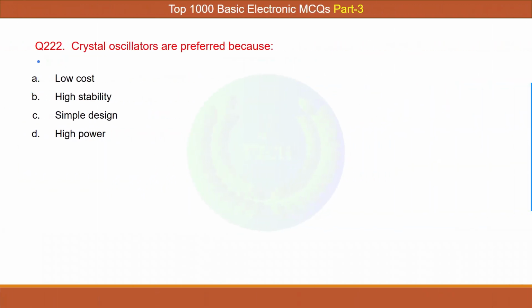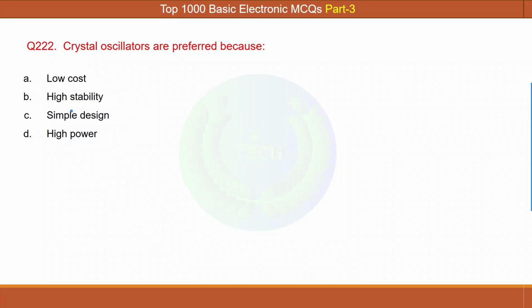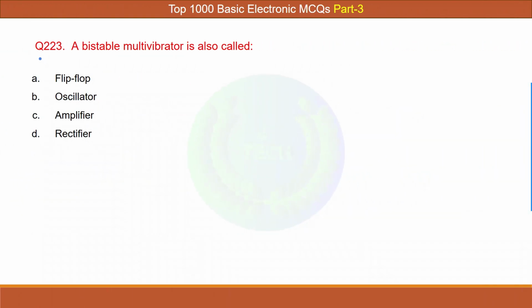Next question, question number 222. Crystal oscillators are preferred because option A low cost, option B high stability, option C simple design, option D high power. The answer is option B high stability. Next question, question number 223. A bistable multivibrator is also called option A flip-flop, option B oscillator, option C amplifier, option D rectifier. The answer is option A flip-flop.